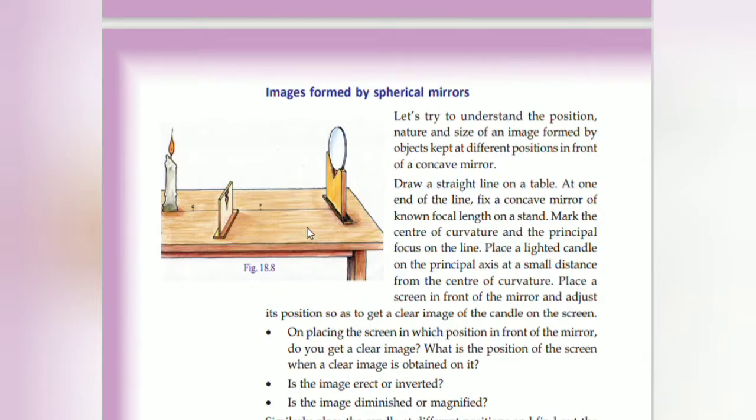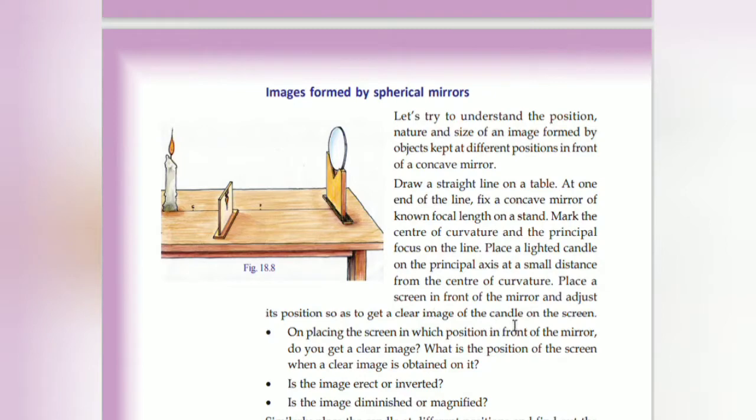Mark the center of curvature and the principal focus. Center of curvature it is drawn here, that is between the candle and the mirror. A center of curvature it has been drawn. Place a lighted candle on the principal axis at a small distance from the center of curvature. അപ്പോൾ center of curvature എന്ന് പറയുന്നത് C. ഇതിൽ നിന്ന് ഒരു small distanceലാണ് നമ്മൾ എന്ത് ഫിക്സ് ചെയ്തിരിക്കുന്നത്? A lighted candle ഫിക്സ് ചെയ്തിരിക്കുന്നത്.